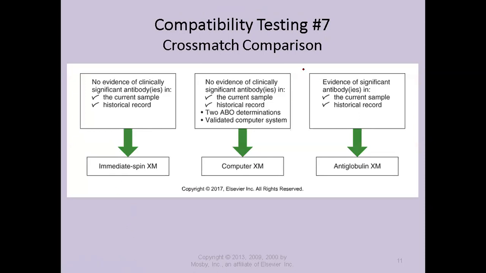This is a nice chart which basically reviews all of the important criteria for each type of cross-match. Immediate spin: no antibodies currently or in their history. For computer, we build on that: no antibodies currently or in history, and 2 ABO determinations, and the computer will validate it and match it. If we have a patient who has an antibody now or an antibody in their history, we must do an antiglobulin cross-match with AHG.